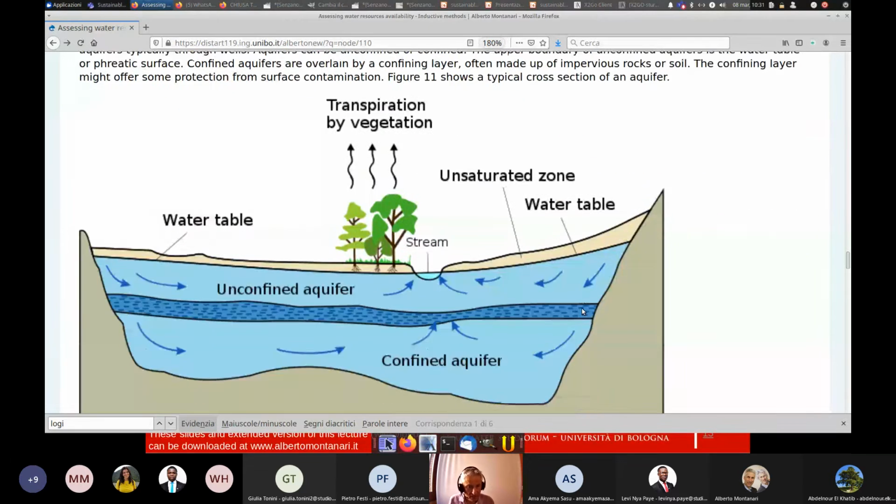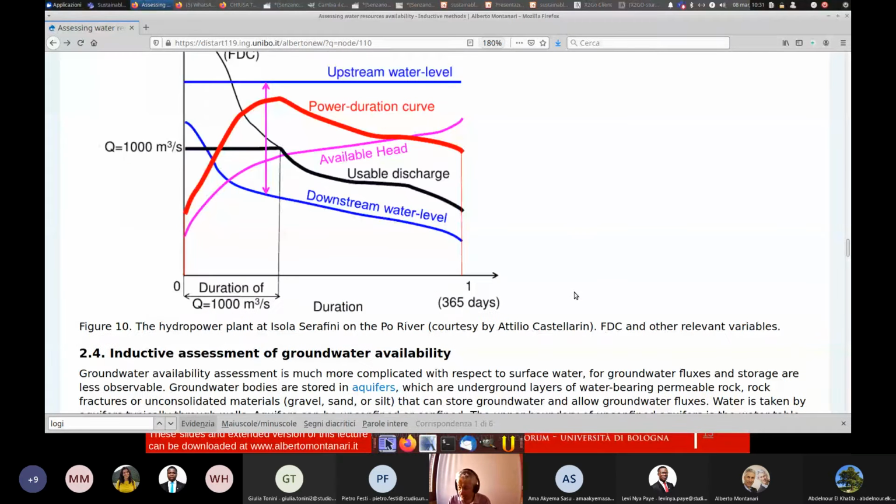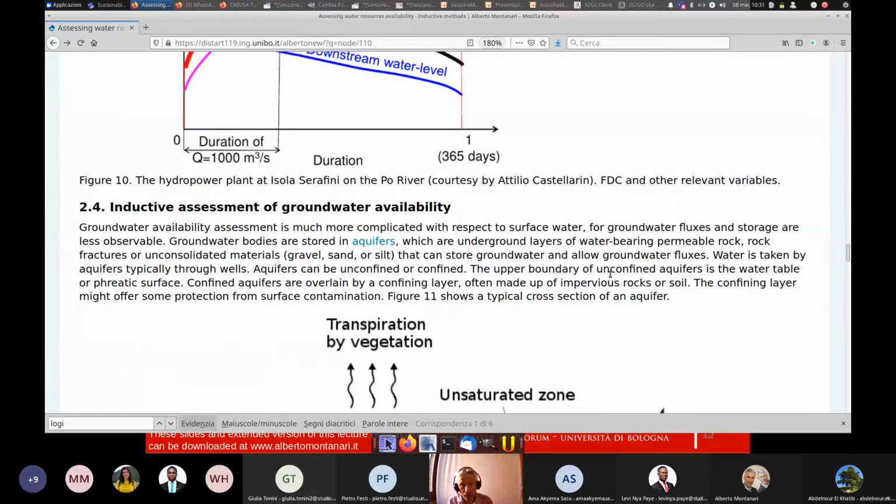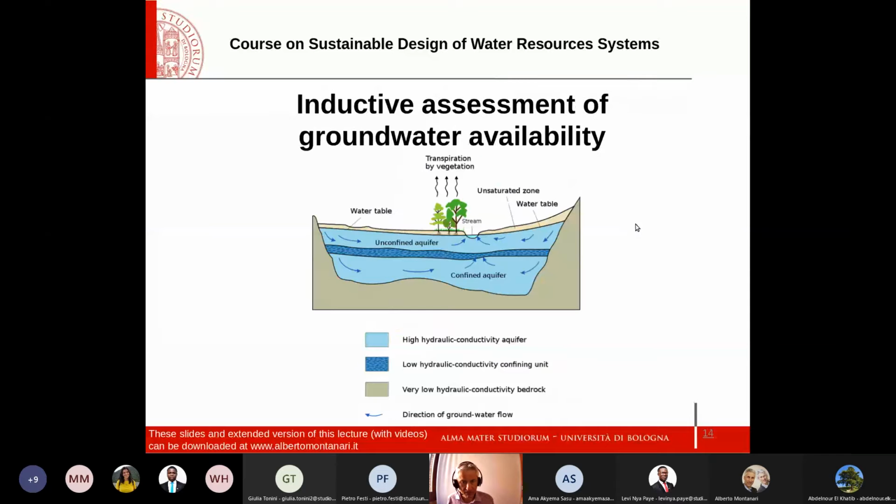So I think that we are done with the inductive assessment of surface water availability. And now I would like to focus on groundwater. But I would propose this, let me refer to the PowerPoint. You see that here we should move to inductive assessment of groundwater availability. Before starting with groundwater, I would like to make the exercise on the estimation of the flow duration curve. So if it's fine with you, I would get now any question that you may have, and then I would make the 15 minutes break, and then we meet again and start with the exercise.